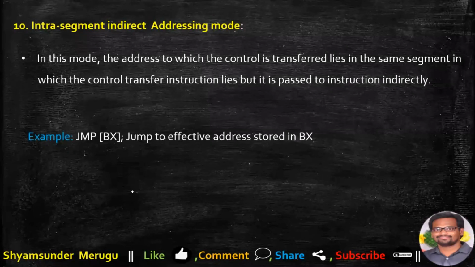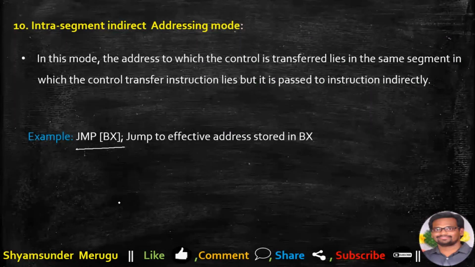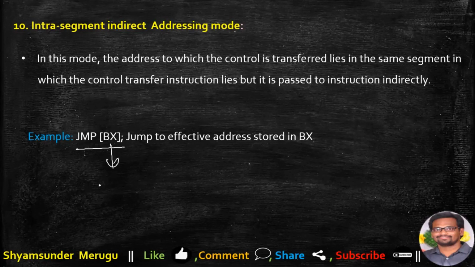So coming to intrasegment indirect addressing mode. So here the address to which the control is transferred lies in the same segment in which the control transfer instruction lies, but it is passed to the instruction indirectly, right? So indirect means what? We have to keep it inside the bracket. So here jump BX, and that BX is provided in bracket. So this tells that jump to the effective address stored in BX. So here it gives the address, and that address is indirectly mentioned in BX. So directly it is transferred to that particular location.